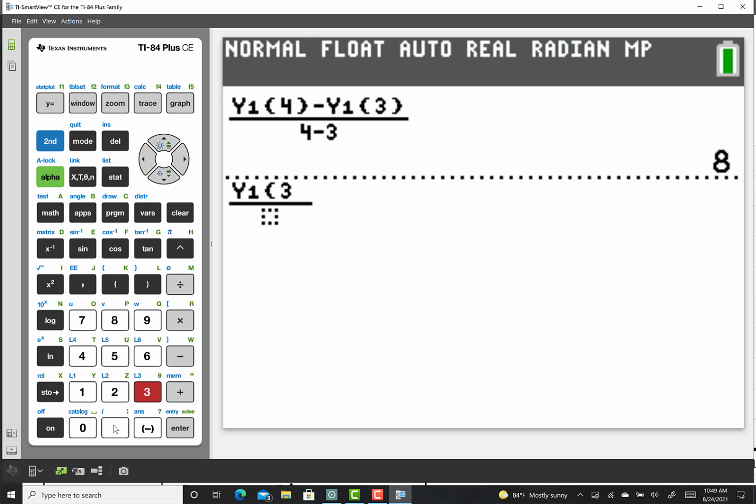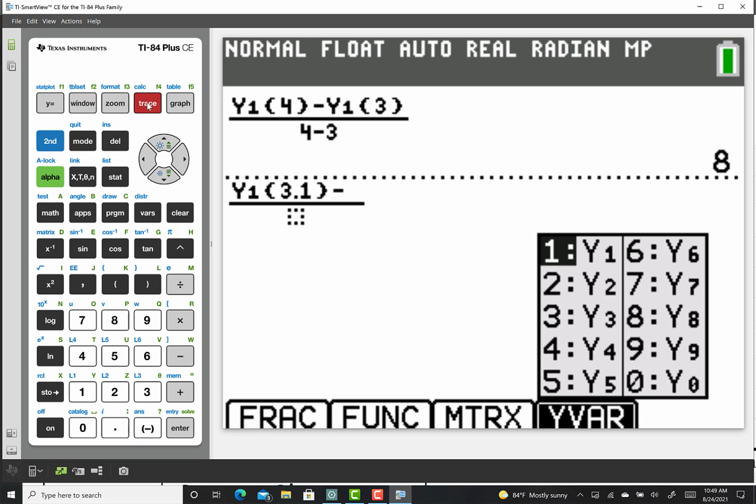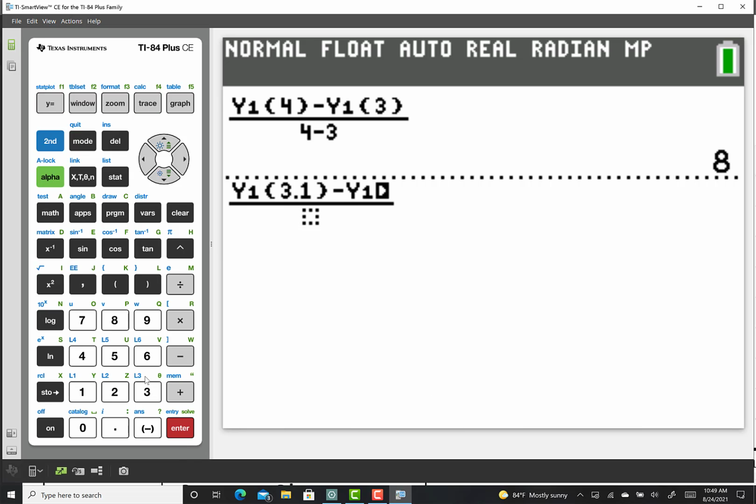3.1. Close. Minus alpha y equals. Oh, no. Alpha trace, y1 at 3. Wait, and then how did you make the fraction? Alpha y equals. And on the bottom, I'm going to go 3.1 minus 3. Let's see if it gives me a fraction or a decimal.